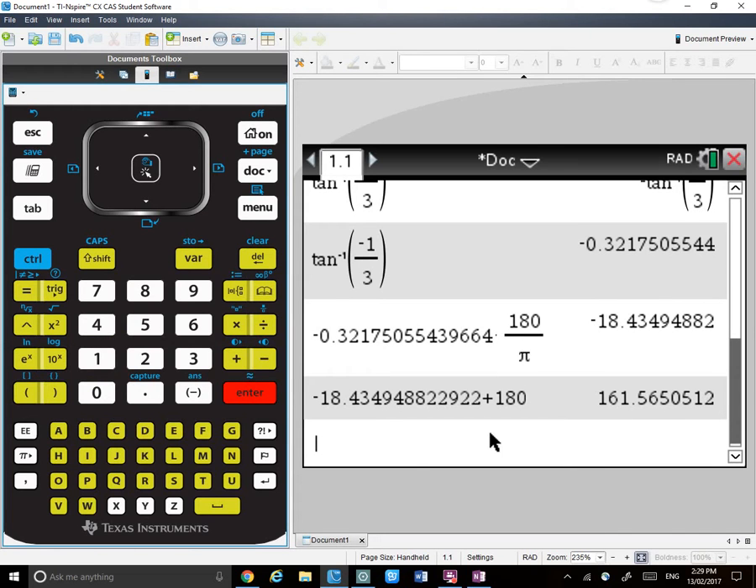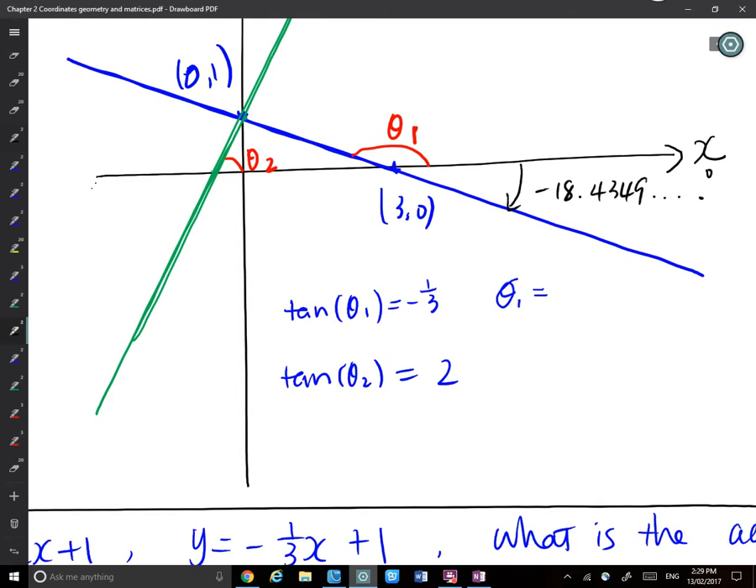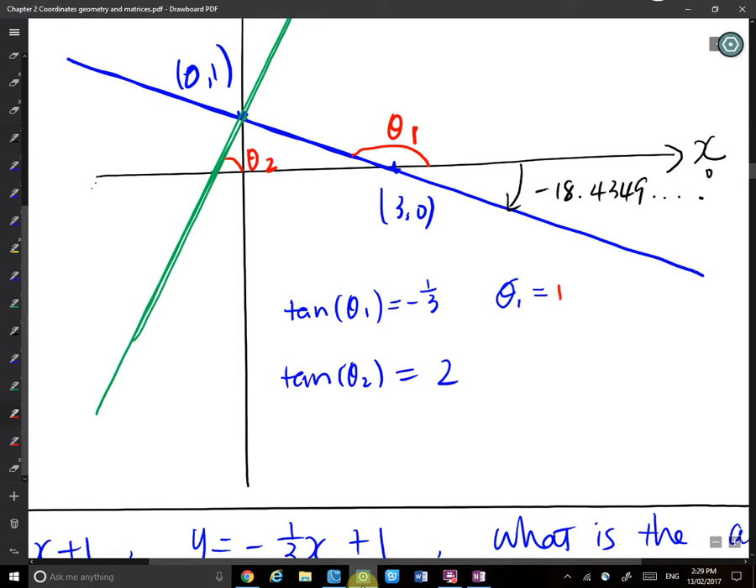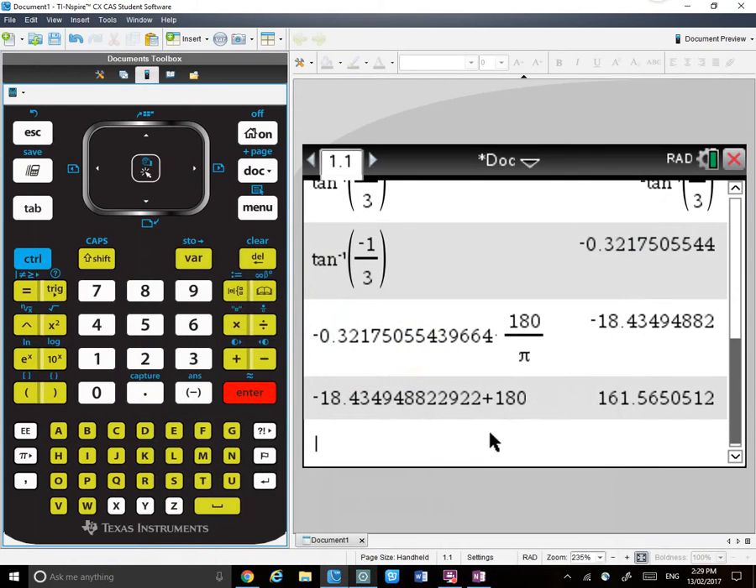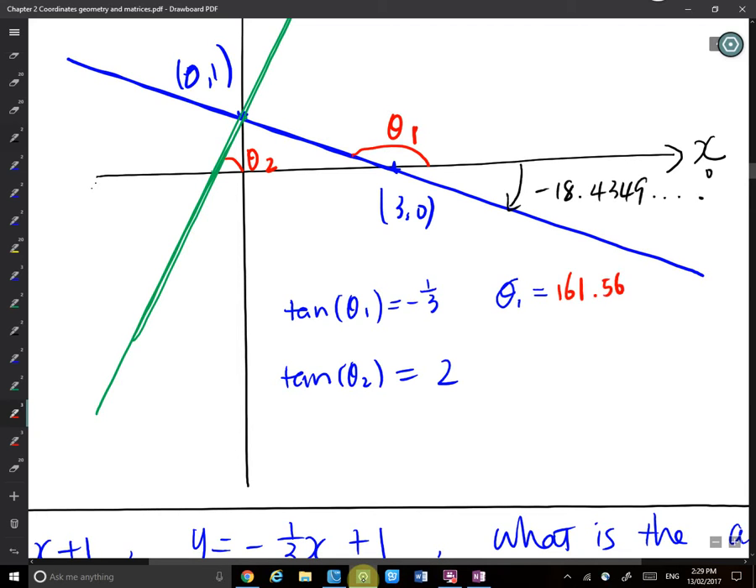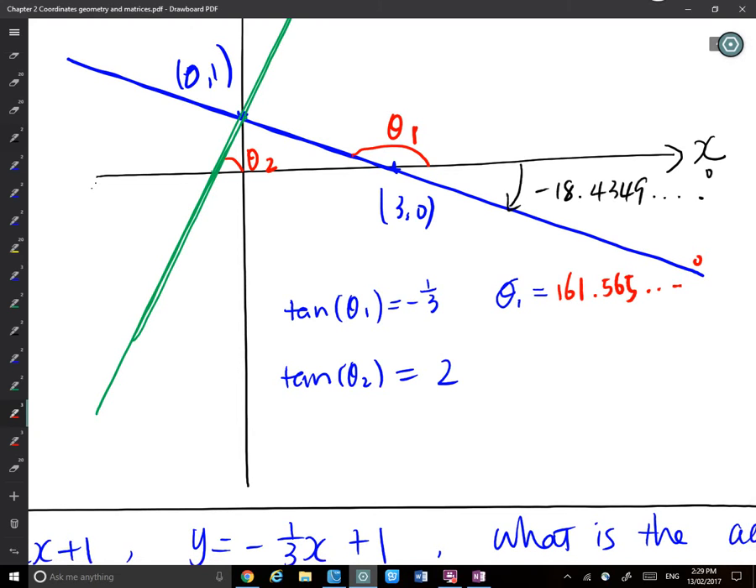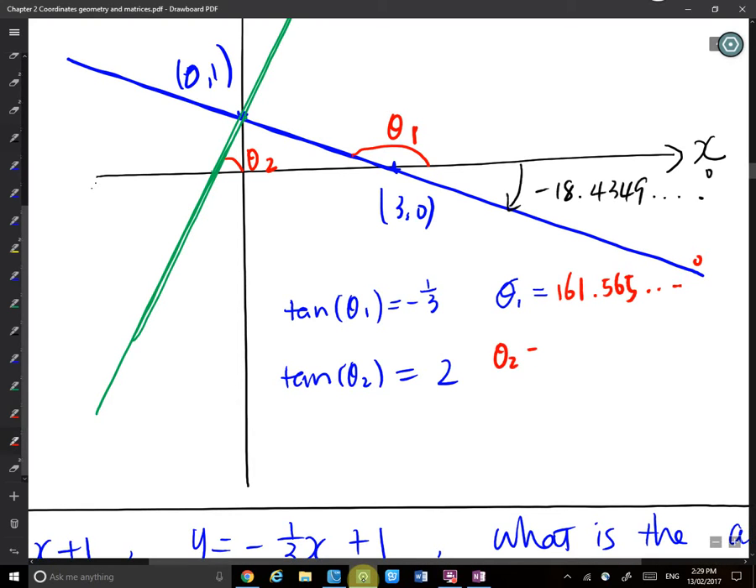That gives me 161.565 degrees. And let's do theta 2. So theta 2 will be tangent inverse of 2.